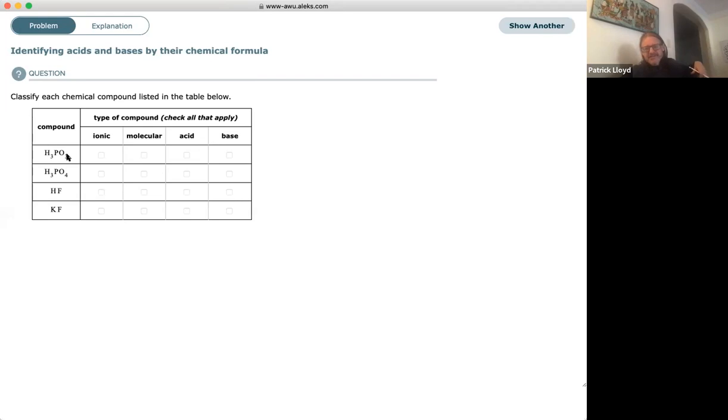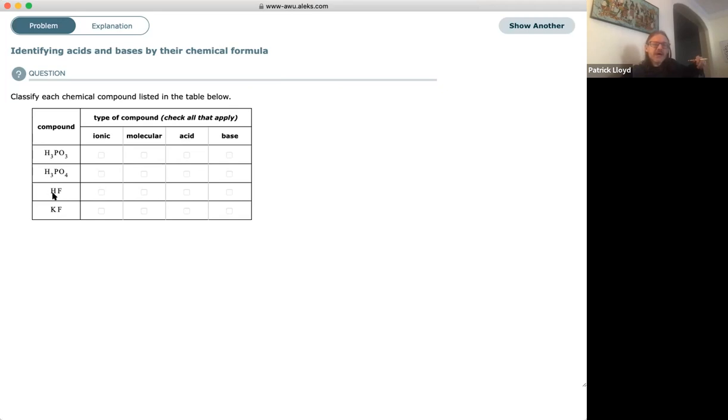That's the phosphorus acid that we went over. But see, it's got the hydrogens and then a nonmetal and then oxygens. So that's a molecular acid. We only really looked at molecular acids. We didn't look at ionic acids in here, but we did look at ionic bases and molecular bases. The nitrogen bases are molecular bases, and the group 1A or group 2A bases are the ionic bases. Second one, H3PO4. Same as the first one. You've got one or more hydrogens, a non-metal, and then oxygens. So that's a molecular acid. So you would check both of those.